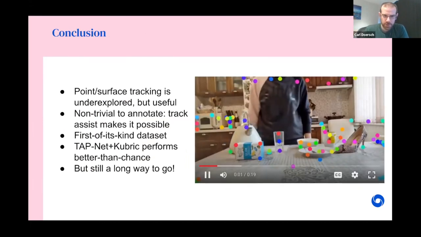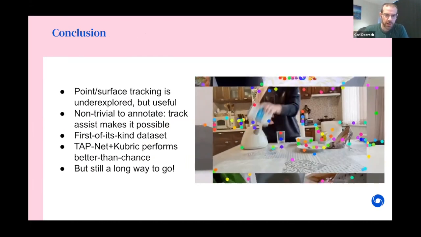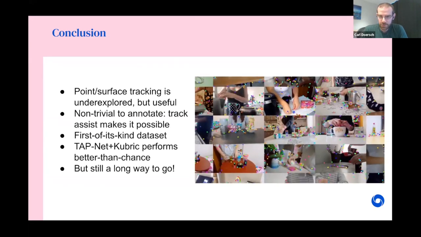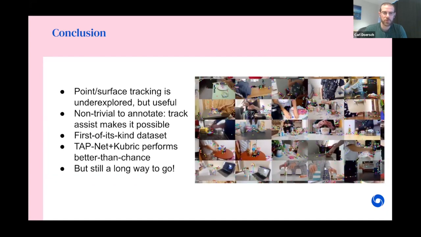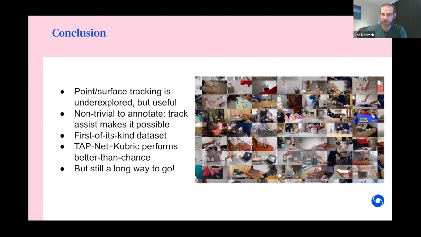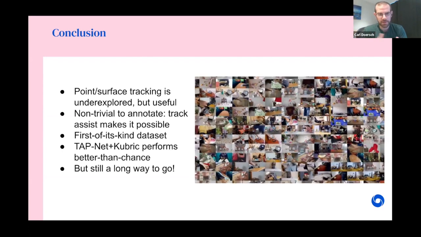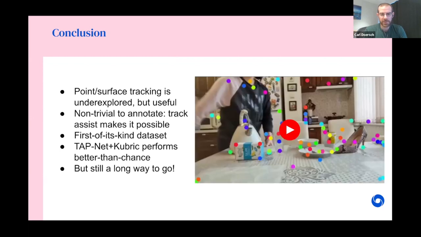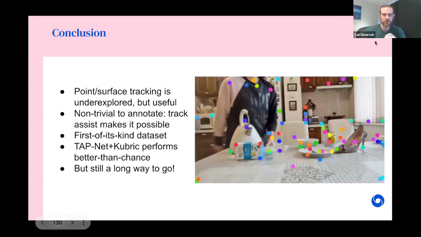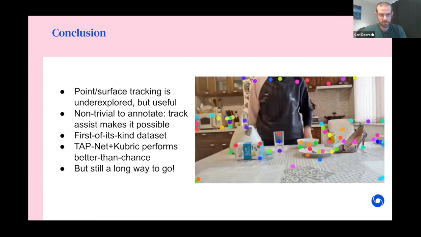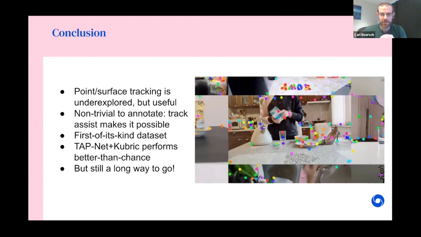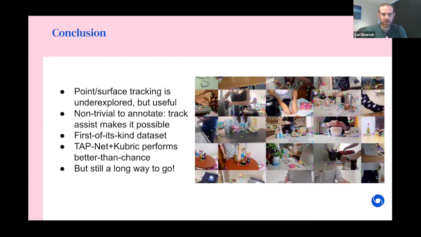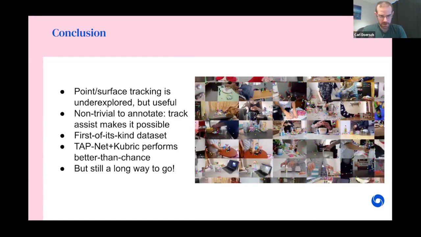So just in conclusion, point and surface tracking is underexplored, but it's a useful problem, especially if you want to understand things about physics, or if you want to get robots to manipulate things in scenes. This is a really important task to look at. It's something that's non-trivial to annotate. Track Assist makes it possible, and I think we're really the first to have a dataset that addresses this task well. And I think we have a baseline.